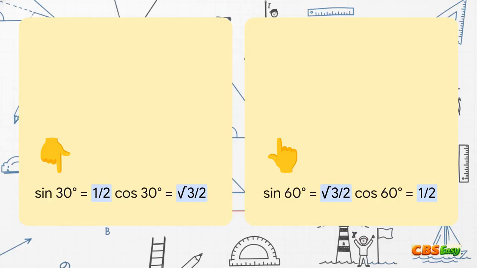But wait, look closer at the slide. Don't just memorize the numbers, look for the pattern. See how the sine of 30 is the exact same as the cosine of 60? And the sine of 60 is the same as the cosine of 30? They swap. This is not a coincidence, it's a huge shortcut. If you know one, you automatically know the other. It makes memorizing so much easier.